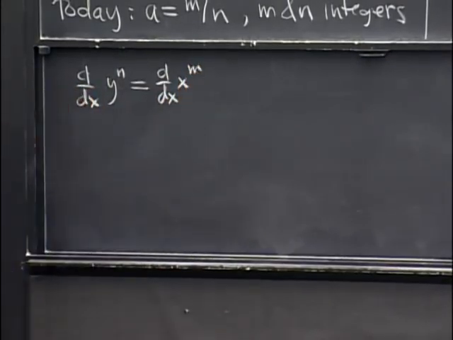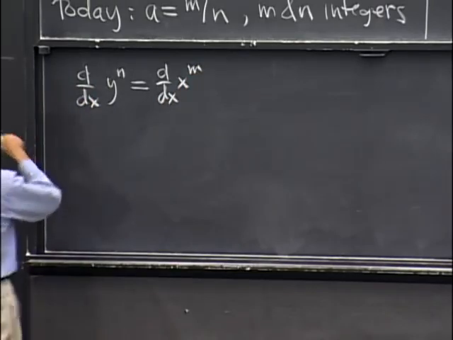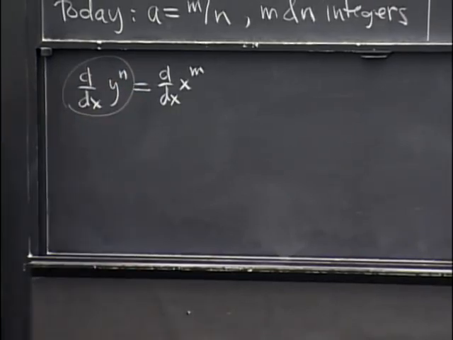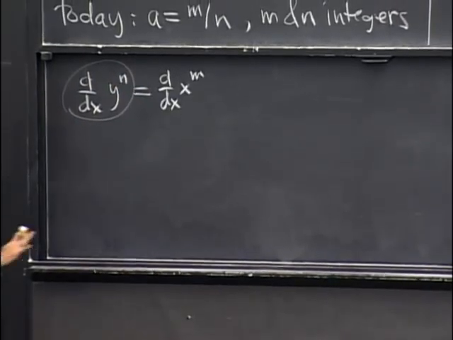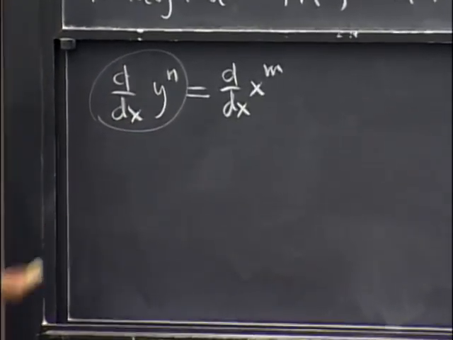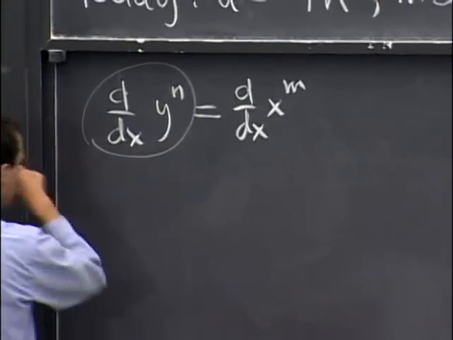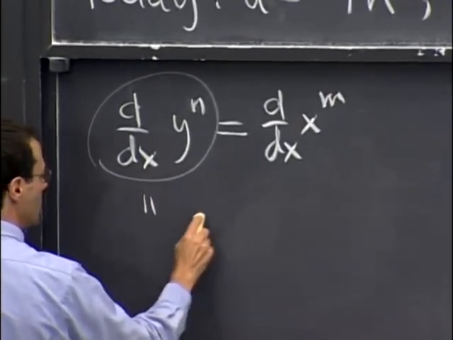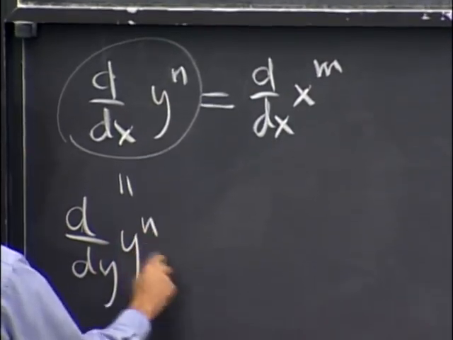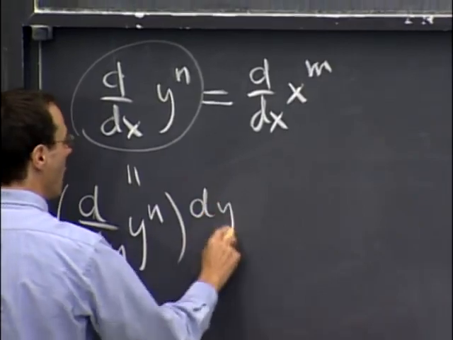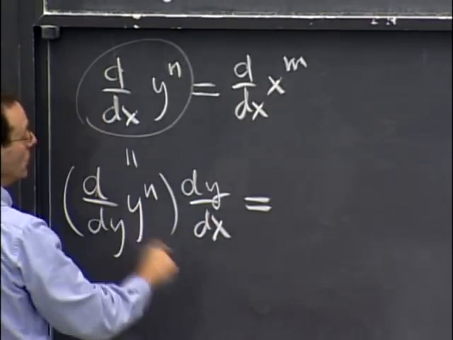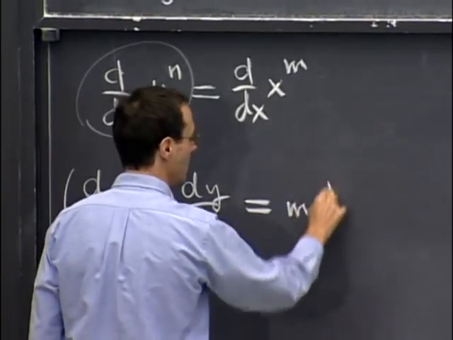power. And now you see this expression here requires us to do something we couldn't do before yesterday, namely this y is a function of x. So we have to apply the chain rule here. So this is, by the chain rule now, d by dy of y to the n times dy dx. And then on the right-hand side, we can just carry it out. We know the formula. It's m x to the m minus 1.